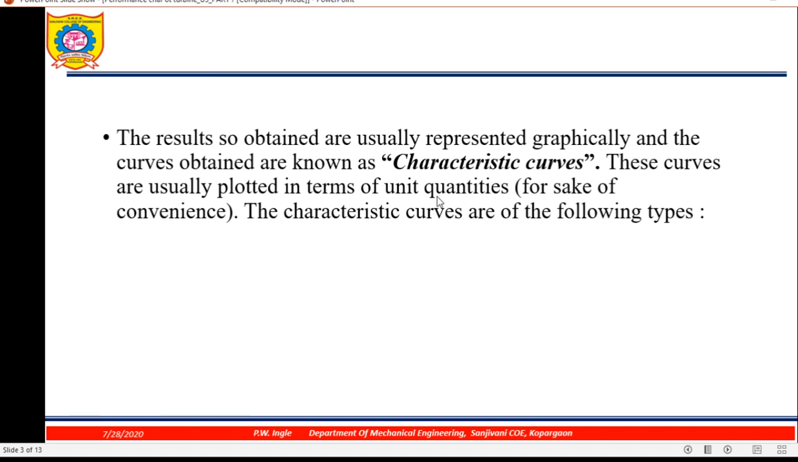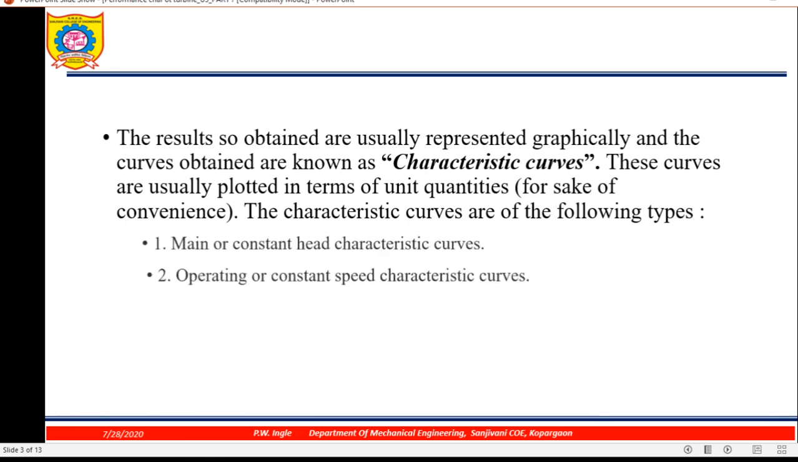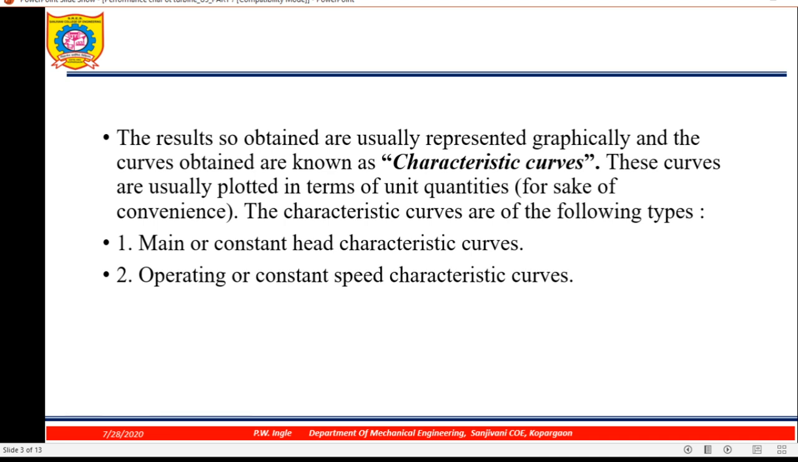These curves are usually plotted in terms of unit quantities for the sake of convenience. That is, we have to convert speed into unit speed, discharge into unit discharge, power into unit power, and head into unit head, and then plot the characteristic curves. Now these characteristic curves are of two types. Number one is the main or constant head characteristic curve, also known as variable speed characteristic curves, and the next one is the operating or constant speed characteristic curve.